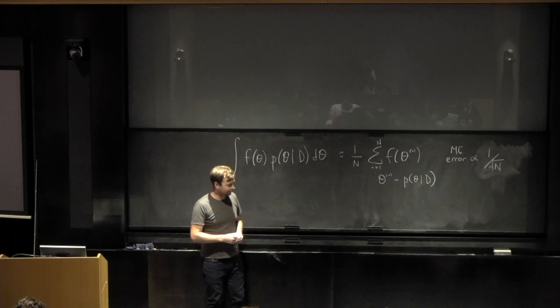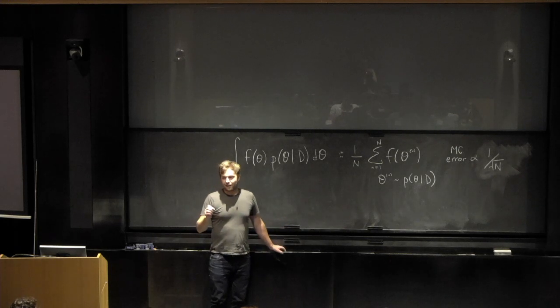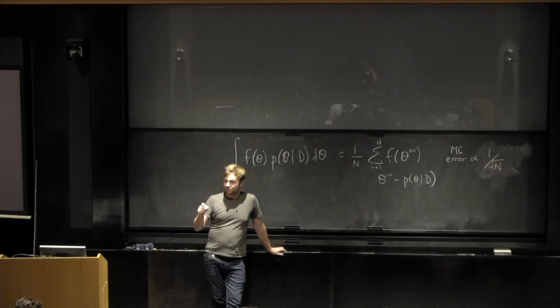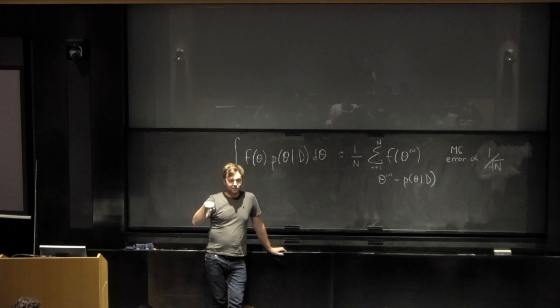Now, something that you noticed was that we were making those autocorrelation plots earlier, and neighboring points in your Markov chain weren't independent.